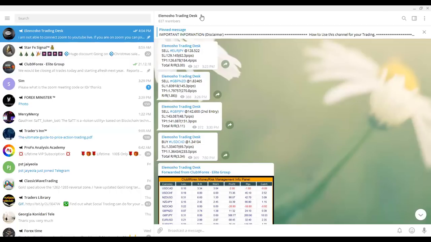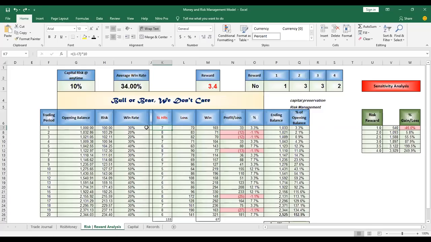So we are assuming the worst case scenario right here. What if 7 hits your stop loss and just 3 hits your target? You still make profit. So on the second trading period, you now have a balance of $1,032 and you just have a 20% win rate. That means 8 hit your stop loss and just 2 hit your target. If 8 hit your stop loss, you'll be losing around $83. However, because you are ensuring the adequate weighted average risk reward, you made $71 from there. By the time you do the plus and minus, you have just lost $12.